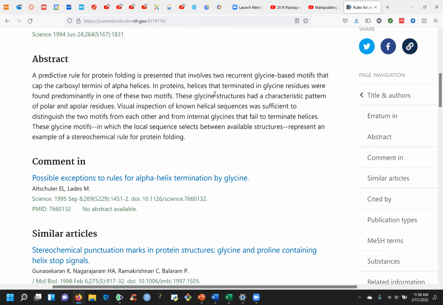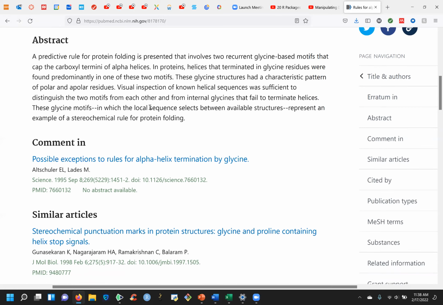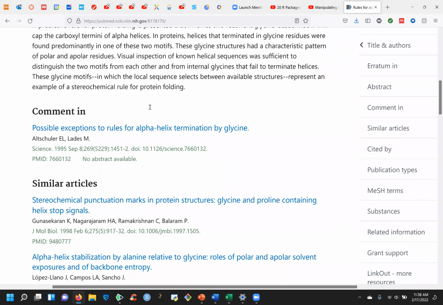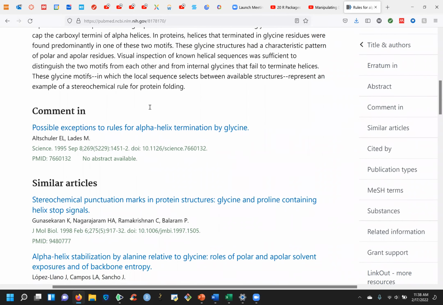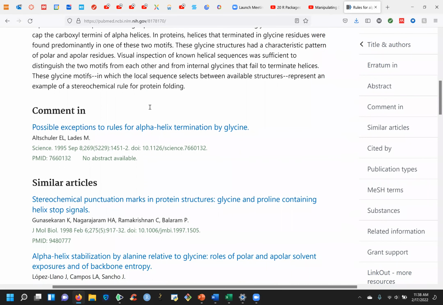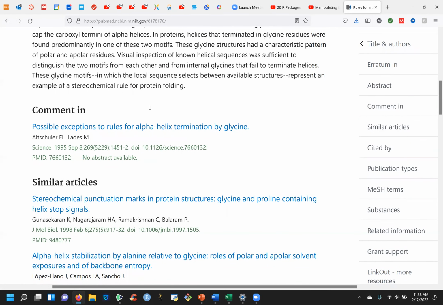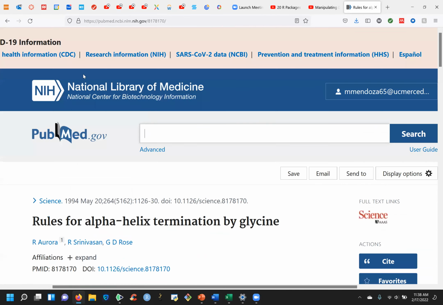In proteins, helices that terminated in glycine residues were found predominantly in one of 2 motifs. These glycine structures had a characteristic pattern of polar and apolar residues. Visual inspection of known helical sequences was sufficient to distinguish the 2 motifs from each other. Okay, so it looks like it's good.